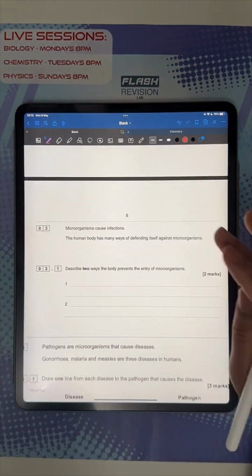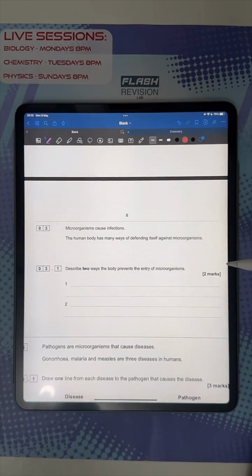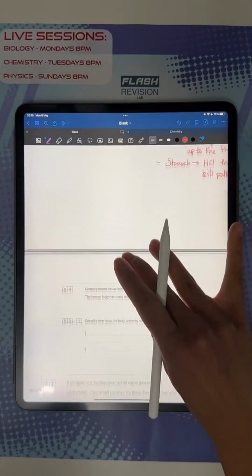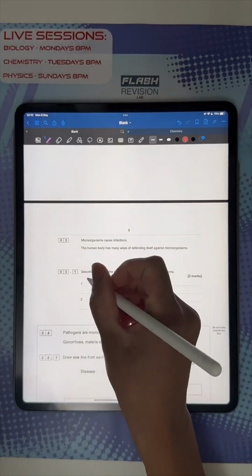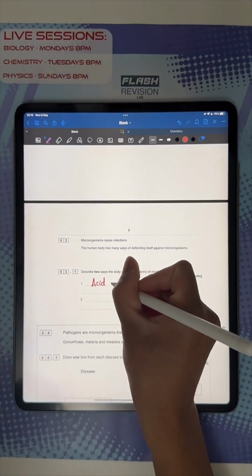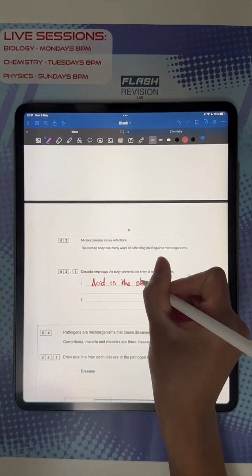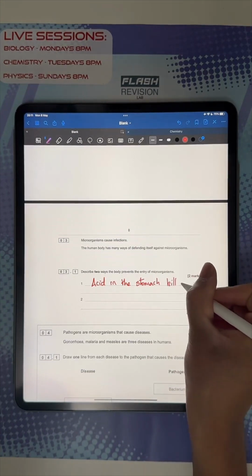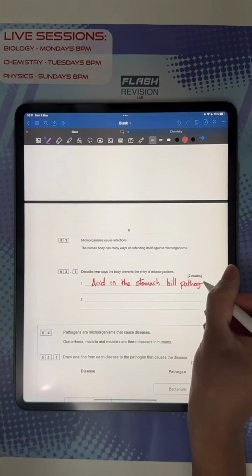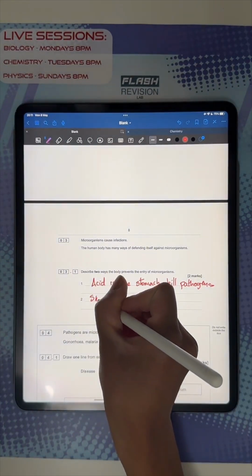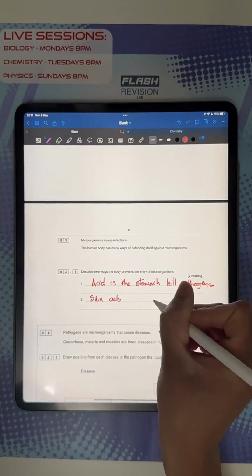First question: microorganisms cause infection. The human body has many ways of defending it. Describe 2 ways the body prevents the entry. So we've just listed 4-5 ways up there. So you can just pick any 2 of those. So the last thing that we said was acid in the stomach kills pathogens in food or something like that. What else do we say? We also said the skin acts as a barrier.